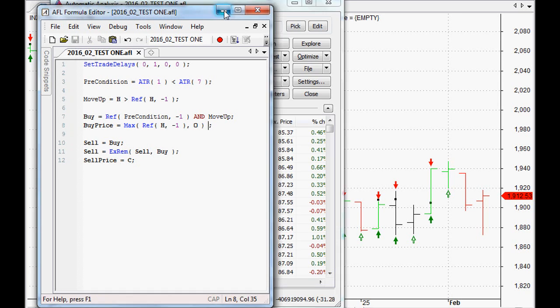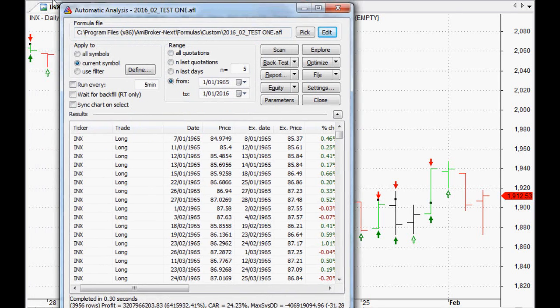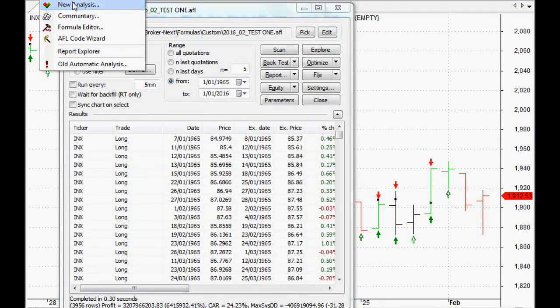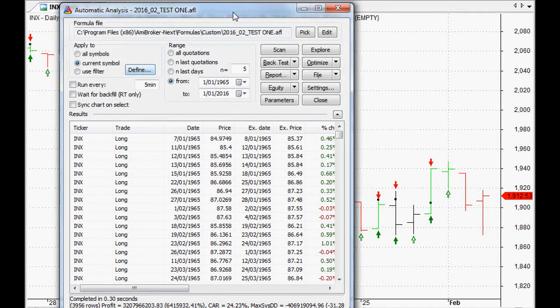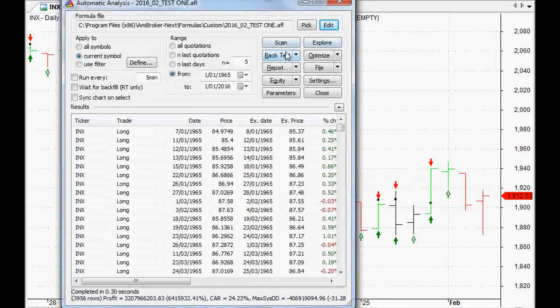Now if I save that, and if we go to our back tester, which is just under analysis, you've got the new analysis or the old automatic analysis. Either one is fine. I like this one because it floats around a little bit. It makes it easier on myself. I'm sure there's an easy way to do it, guys. If there is, feel free to leave a comment. I love hearing from you.